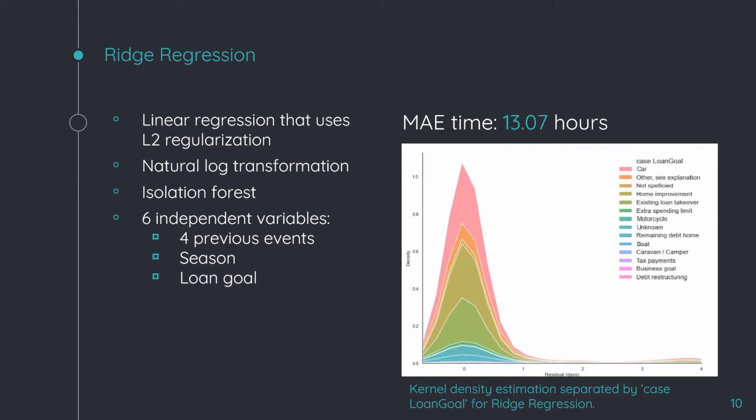6 independent variables were used for the model. This includes the last and second-to-last event, season, and the lone goal. On the right you can see a kernel density estimation, which is a way to estimate the probability density function of a random variable. This is made for the lone goal.